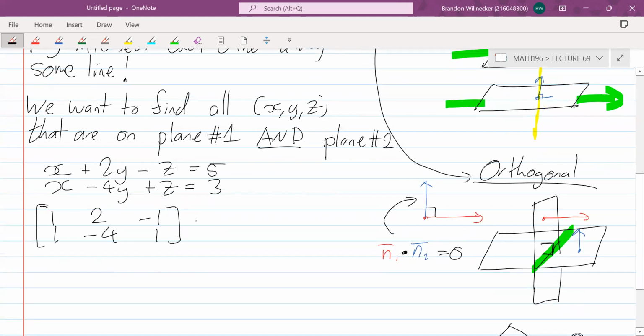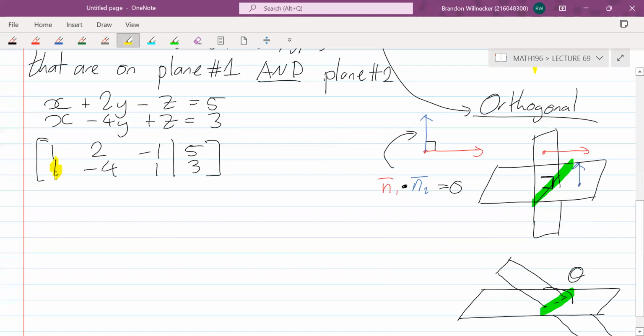Vertical line, 5, 3. Okay, and then we just treat it as a normal augmented matrix. So we've got 1 in the first row, first column, 1 in the second row, first column. We need that to be a 0. Okay, so let's take row 2 minus row 1.